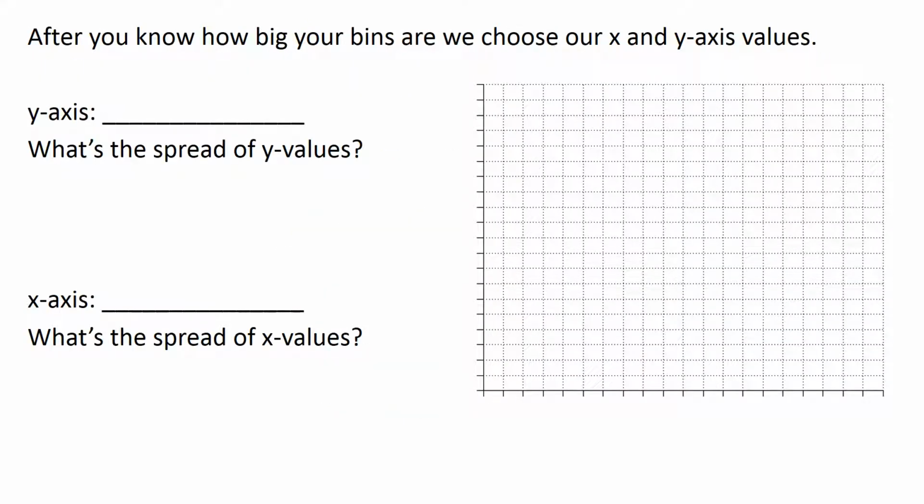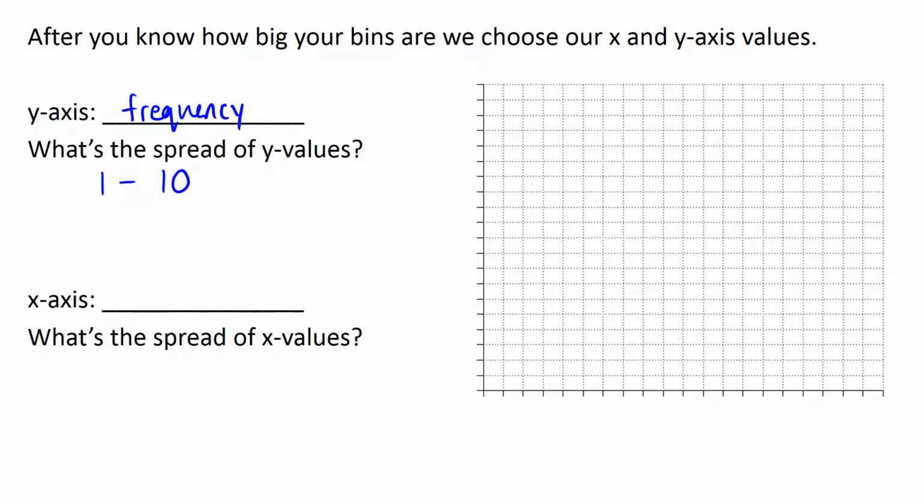So now that we know how big the bins are and we know the frequency that end up in each bin, we're ready to choose our x and y axis values. So let's start with the y axis. You'll remember this is the frequency, or how many values end up in that bin. And what's the spread? Well, the lowest is 1 person in a bin, and the largest is 10. So our y-axis has to go between at least 1 to 10. We'll probably start at 0 and go 0 up to 10.